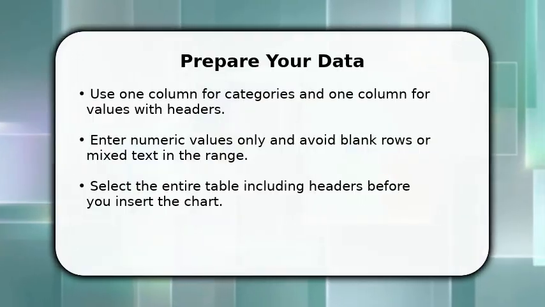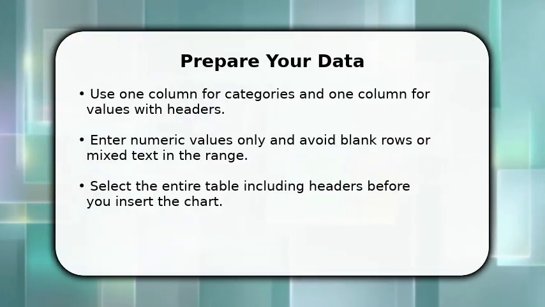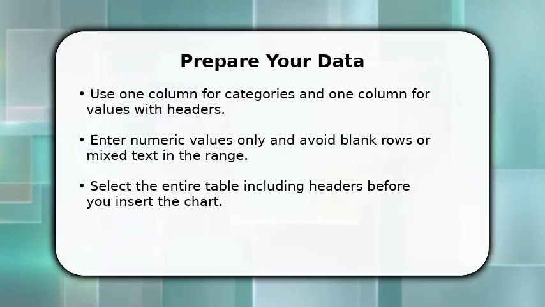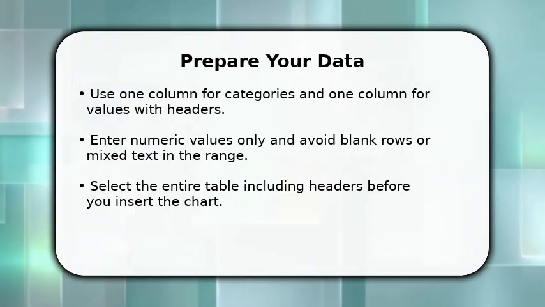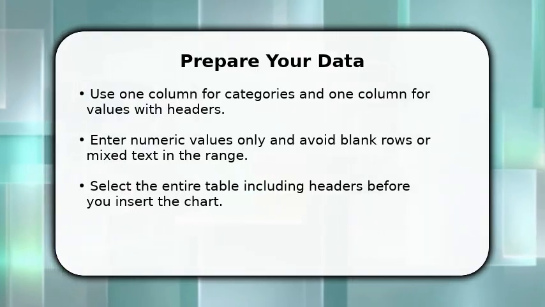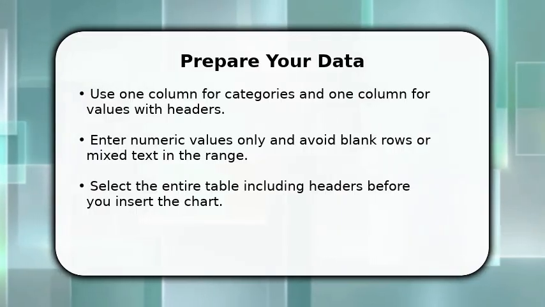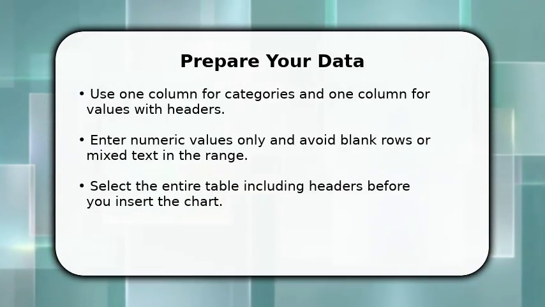Start by organizing your spreadsheet with a simple 2-column table and headers. Use one column for categories and one column for values with headers. Enter numeric values only and avoid blank rows or mixed text in the range. Keep values on a consistent scale, such as 0 to 100 or 1 to 10, for clearer bars. Remove totals or subtotals that could distort the chart.